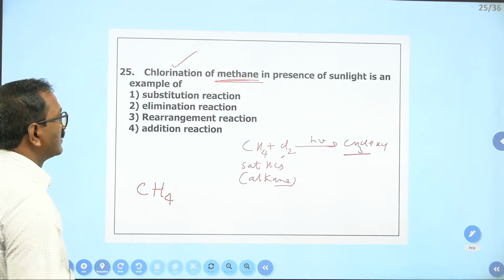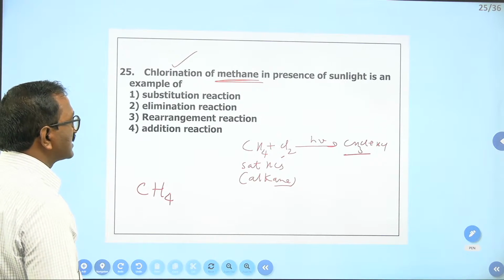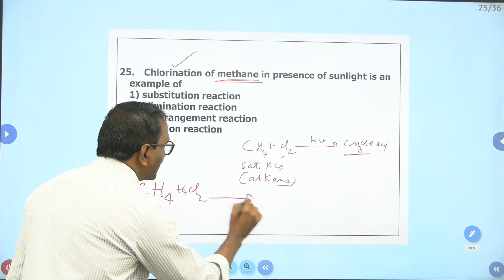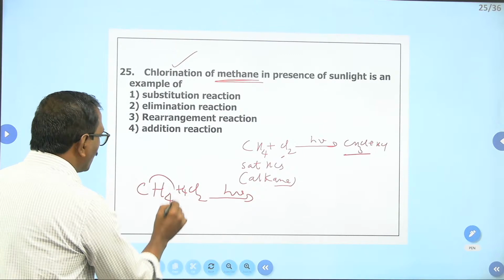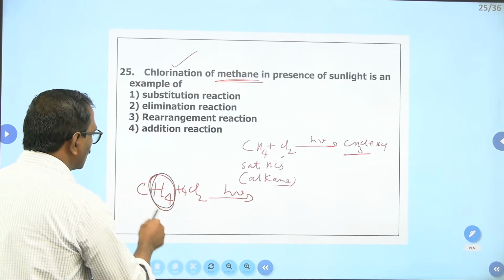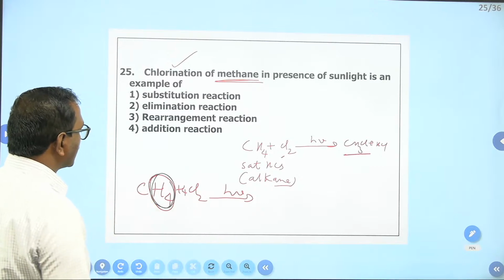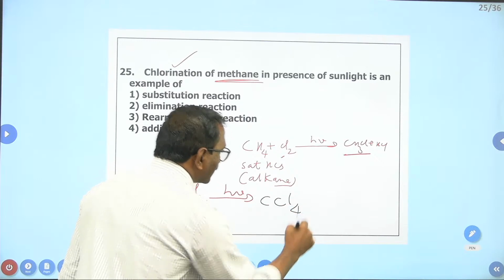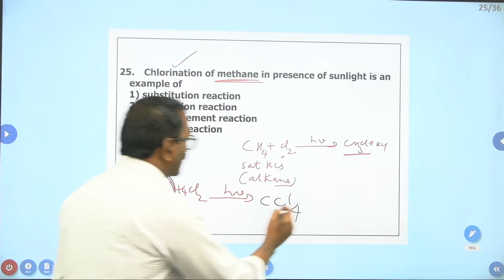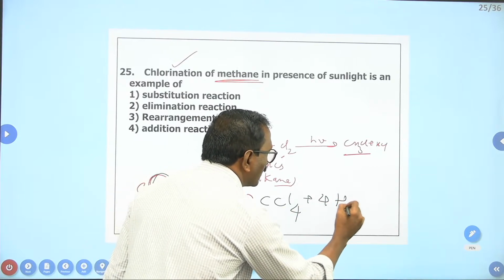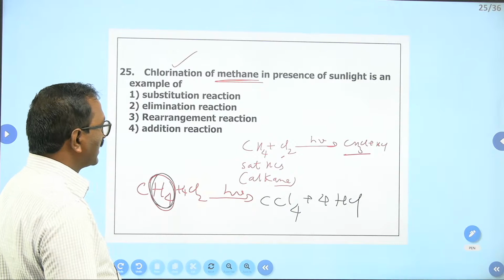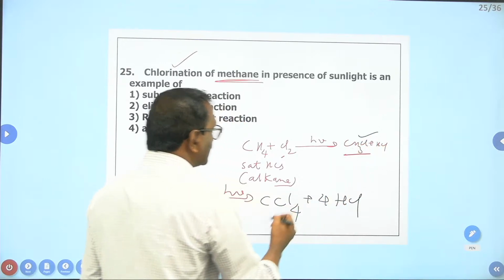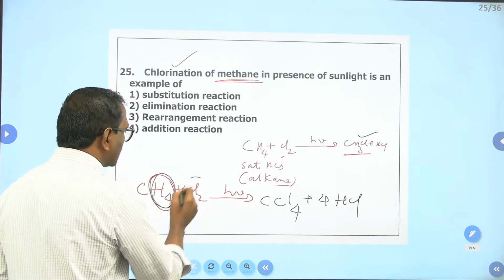Suppose the same reaction. This is methane, the first member of the alkanes, which are saturated hydrocarbons. When it reacts with excess chlorine in the presence of sunlight, how many hydrogen atoms are there? Four hydrogen atoms. All four hydrogen atoms are replaced by chlorine. Then you are going to get, remember, carbon tetrachloride, and those four hydrogen atoms are lost in the form of four molecules of HCl. So in this case one chlorine, in this case four chlorines, because of the excess of chlorine.